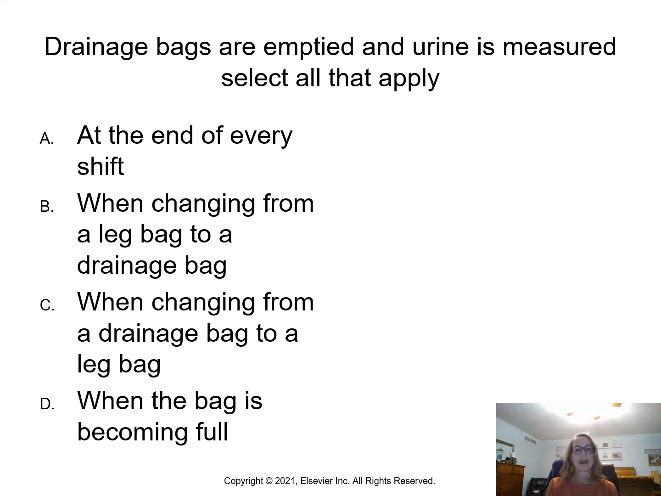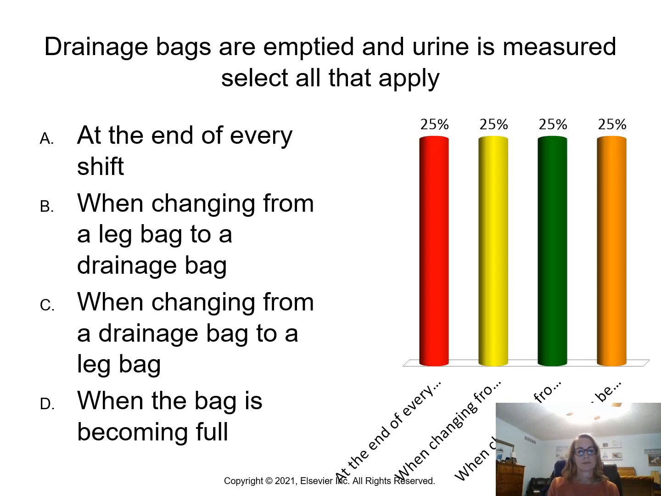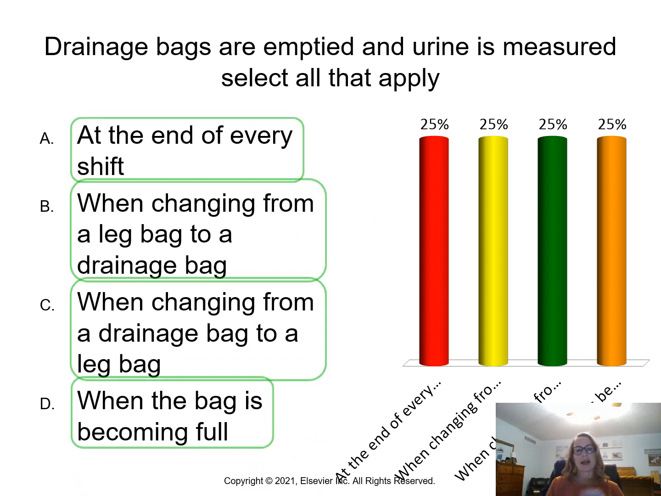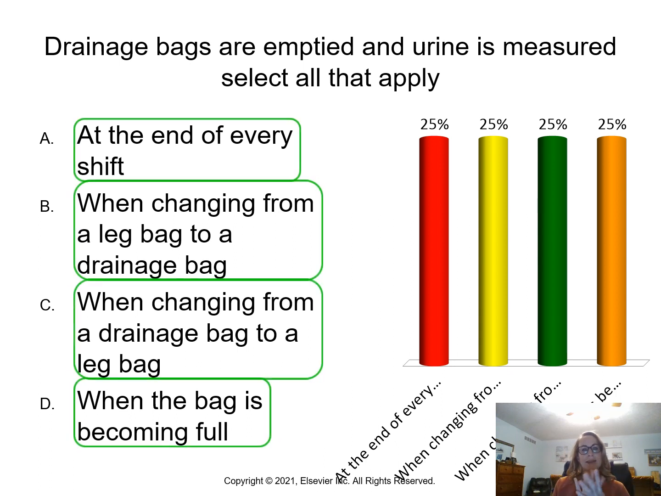Drainage bags are emptied and urine is measured. Select all that apply. So this could be more. Let's see what we came up with. All of them. Drainage bags are emptied and urine is measured at the end of every shift, when changing from a leg bag to a drainage bag, and vice versa, when changing from a drainage bag to a leg bag. Also when the bag is full.